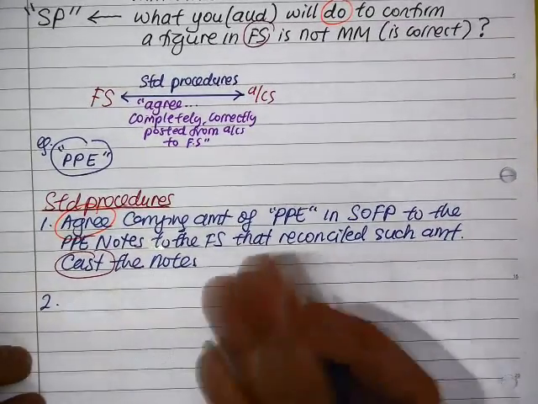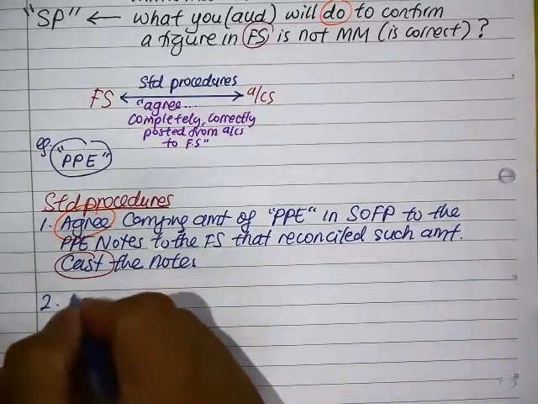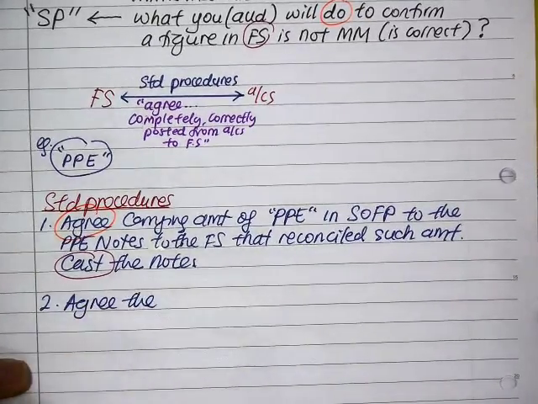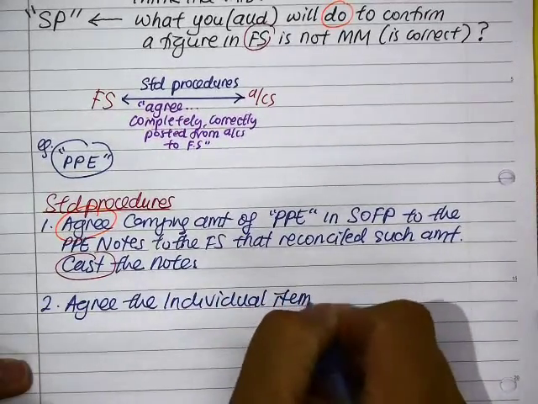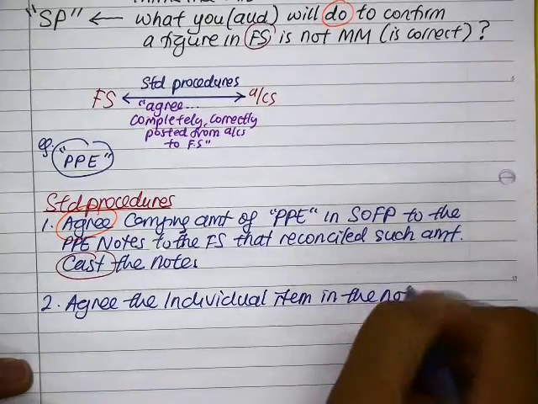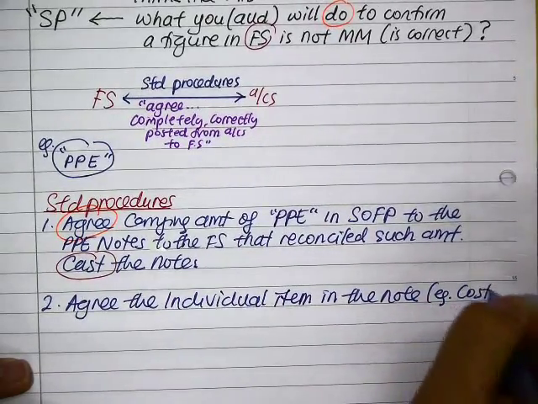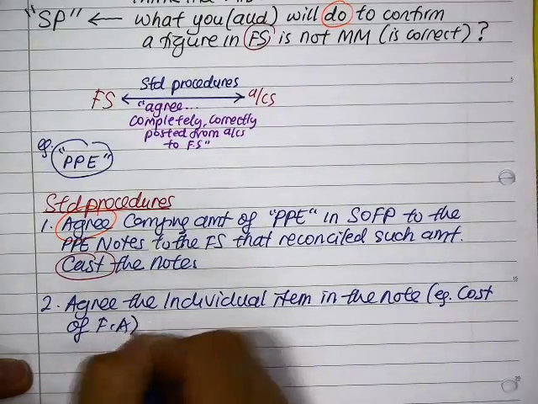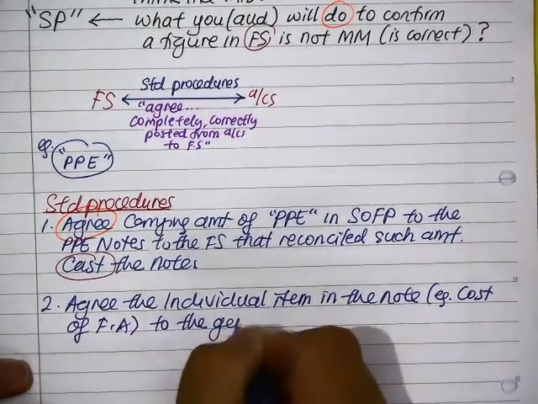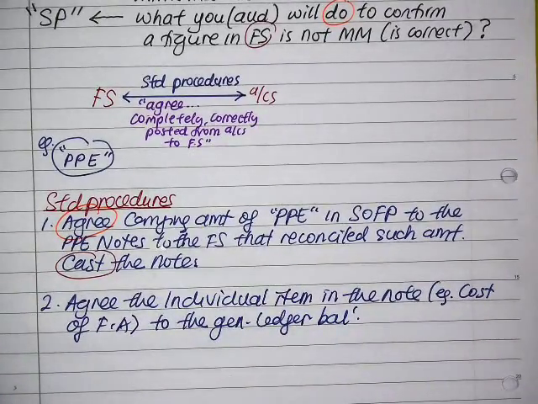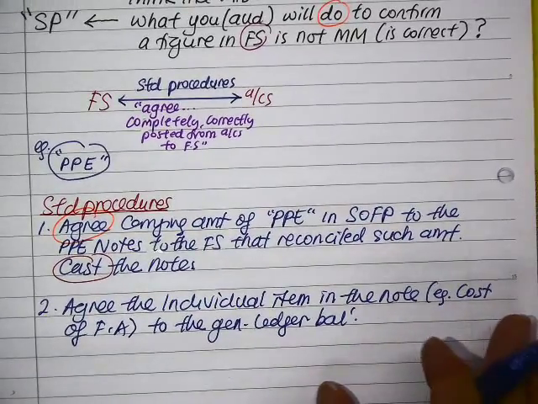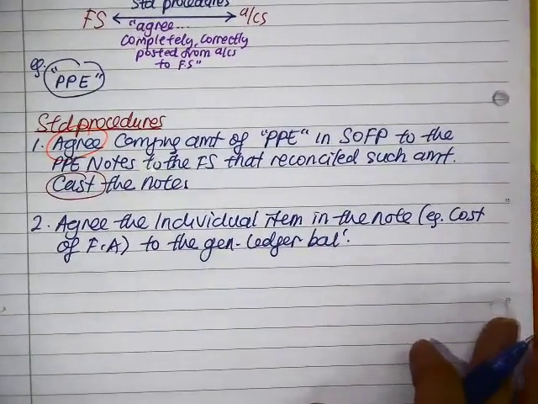Now then, the figures are all taken from the accounts. Agree the individual items in the note, for example the cost of your fixed assets, to your general ledger balance. So you go back to the accounts and see that the amount is all correct. They agree. Okay.